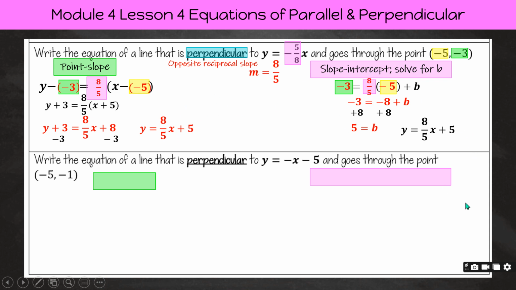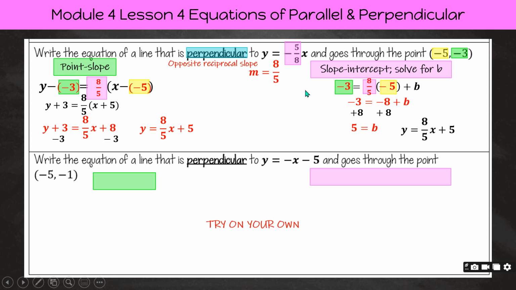Either method works. It's whichever one you think is easier to work with. Are you better at distributing the slope to the x and to the constant in the parentheses, or are you better at just multiplying and then subtracting or adding to the other side to solve for b? It's your choice. So this last one I want you to try on your own. Pause the video, come back to see if you got it right.